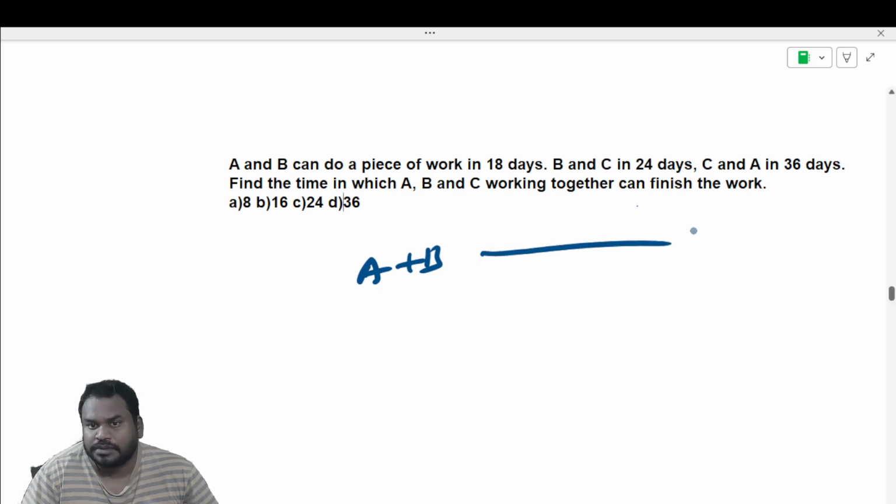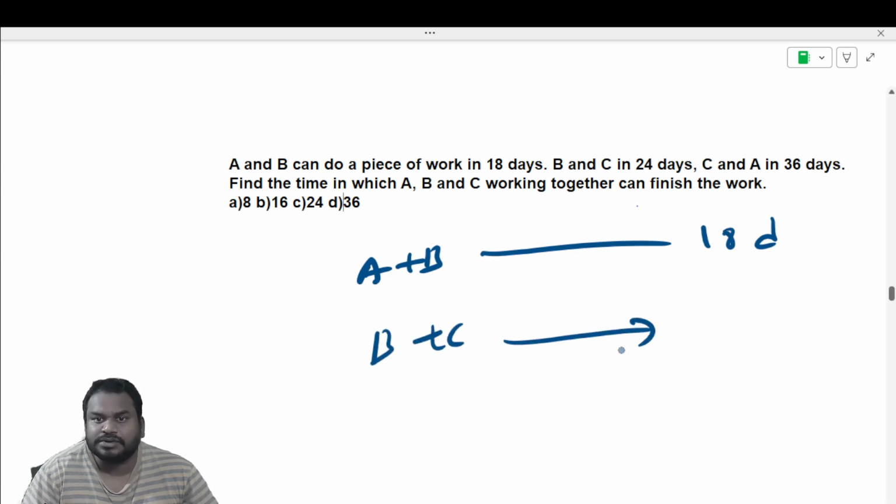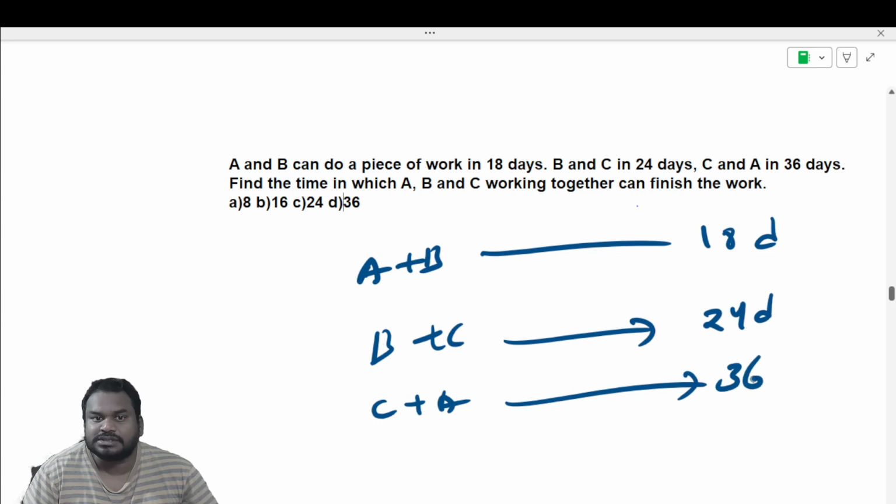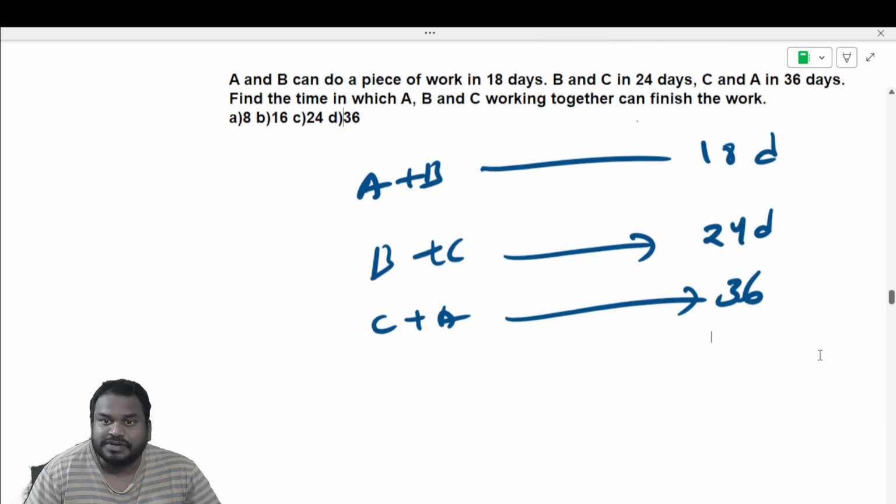B and C can do the same work in 24 days, and C and A can do the same work in 36 days. So find the time in which A, B and C working together can finish the work.